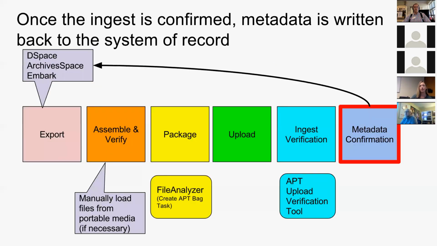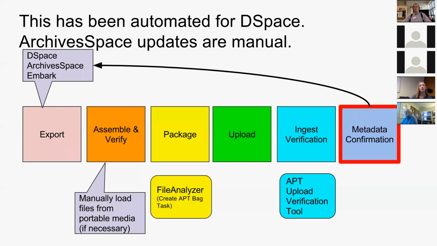Lastly, now that we know the ingest has been confirmed, we update metadata back in the system of record. In the case of DSpace, we automatically create a DC identifier other field, and we store the APTrust bag name, the bagging date, and the e-tag. In the case of ArchivesSpace, because we don't expect a high volume, we're manually going in and annotating ArchivesSpace with the bag information.